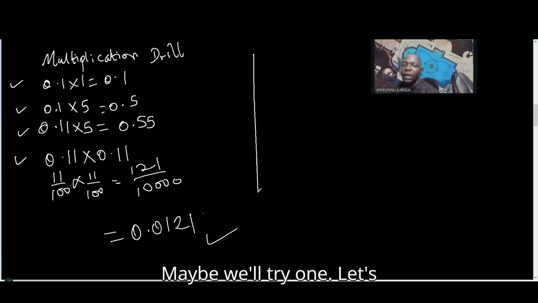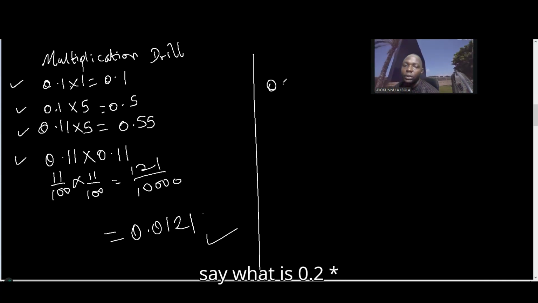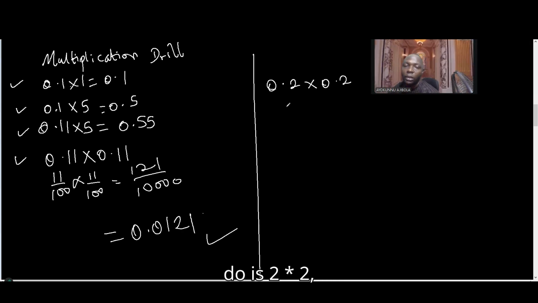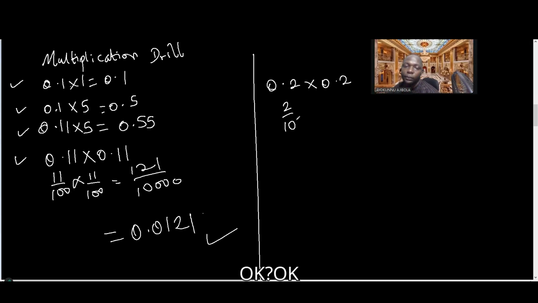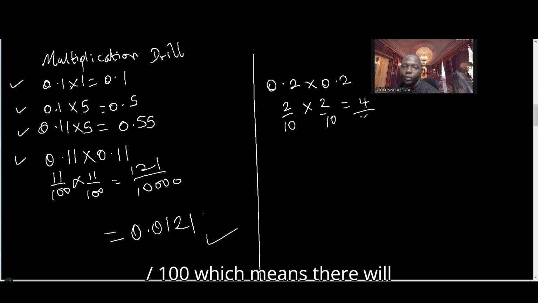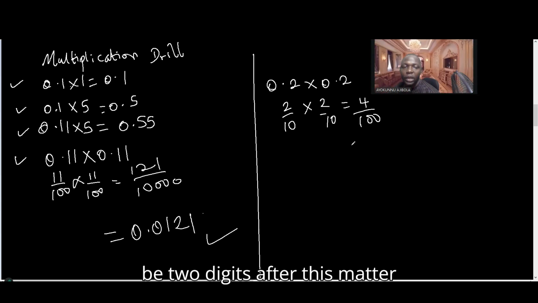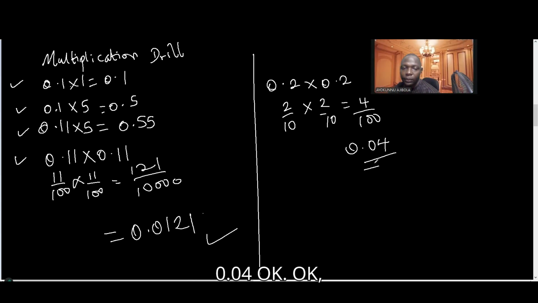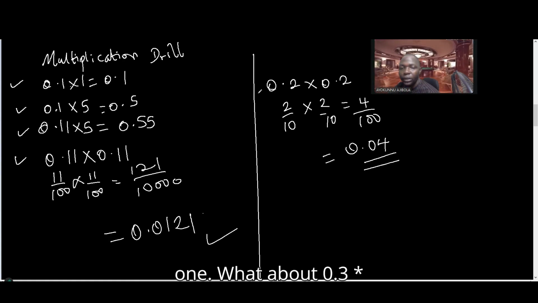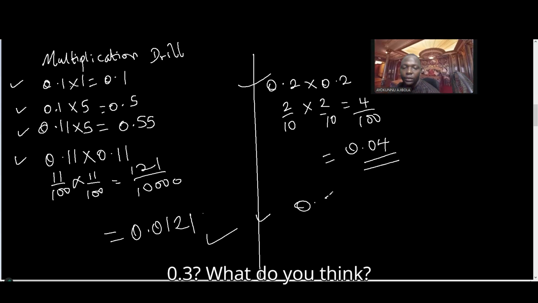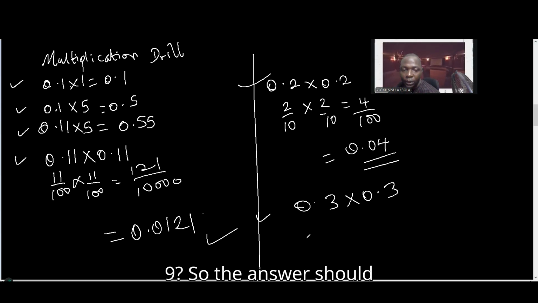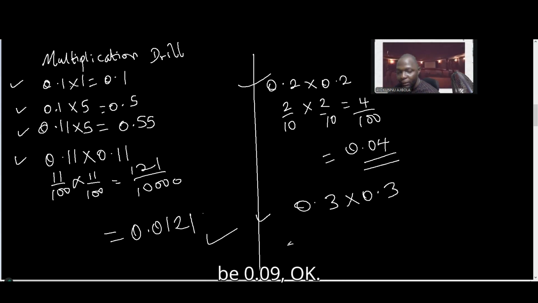Okay. Maybe we try one. Let's say, what is 0.2 times 0.2? All you need to do is 2 times 2, okay? 2 times 2 is what? 4 over 100, which means there will be 2 digits after decimal. That's 0.04, okay? Then maybe we'll try another one. What about 0.3 times 0.3? What do you think? 3 times 3 is what? 9. So the answer should be 0.09, okay?